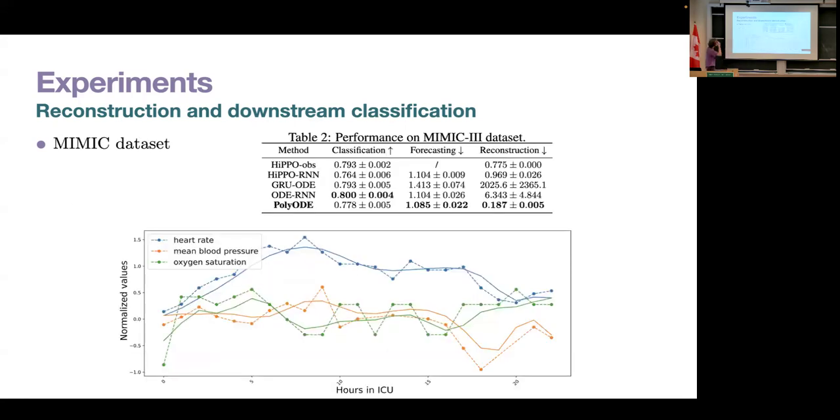Another experiment that we're doing, to jump back also to the original motivation, is using the MIMIC data set, which is a very well-known healthcare data set of patients in the intensive care units, where you have time series of different vitals. Here, for instance, I use heart rate, mean blood pressure, and oxygen saturation. You can see first that the reconstructions you can get are pretty good as well.